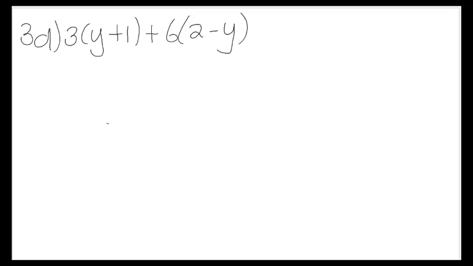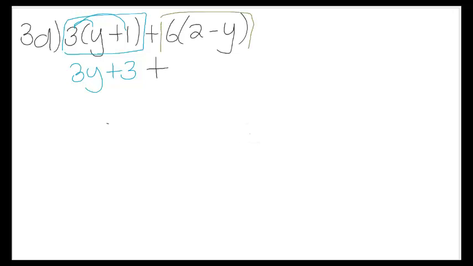Let's look at 3d. 3d says 3y plus 1 plus 6, open bracket, 2 minus y. So the first thing I'm going to do is this blue section, and that's going to be 3 times y is 3y. 3 times 1 is 3. I bring down my plus, and then I'm going to do the green section, which is going to be that one. 6 times 2 is 12, and 6 times minus y is minus 6y. Don't forget the sign. There's a minus here, so it must be a minus there.